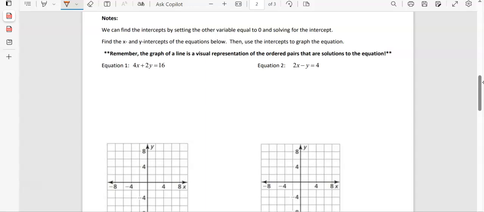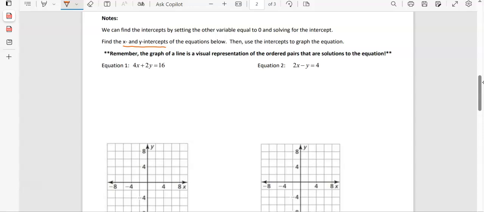So equation 1 is 4x plus 2y is 16. And what we're going to do is we're going to find the x and y intercepts. And then I'm going to talk again about why that is going to help us graph the line, why the intercepts of a linear equation are particularly useful.